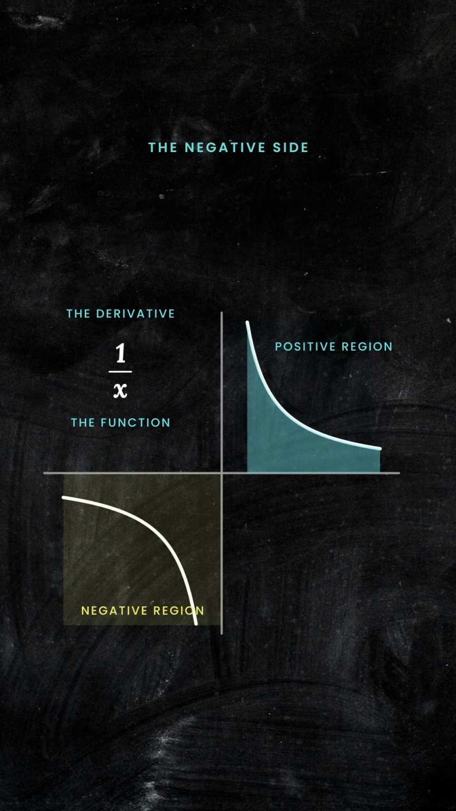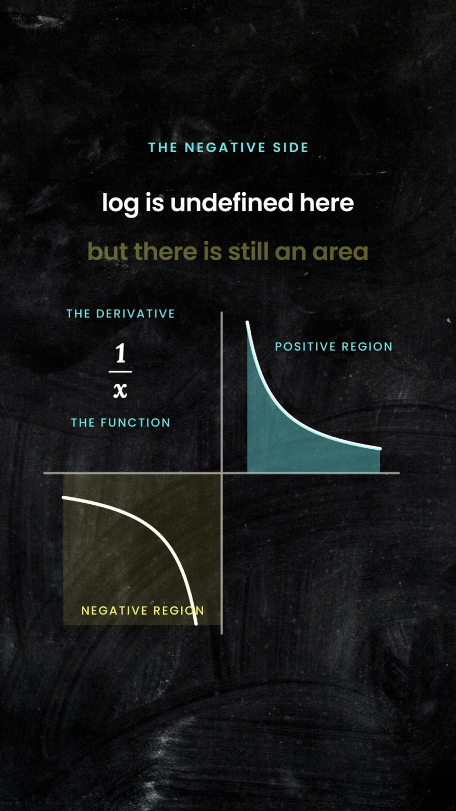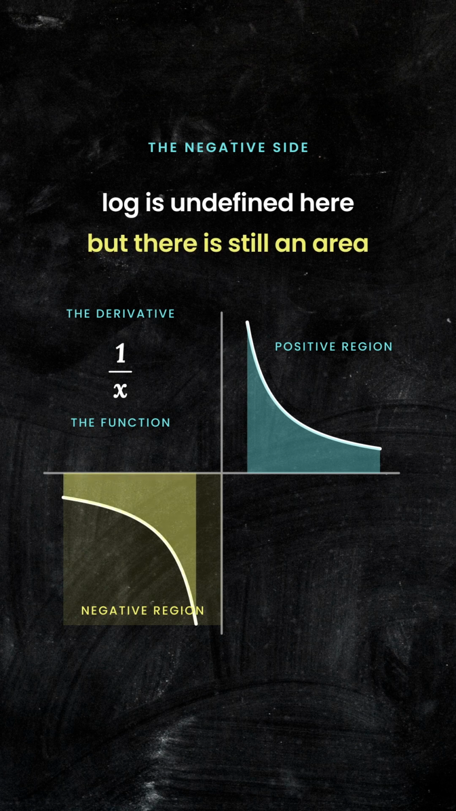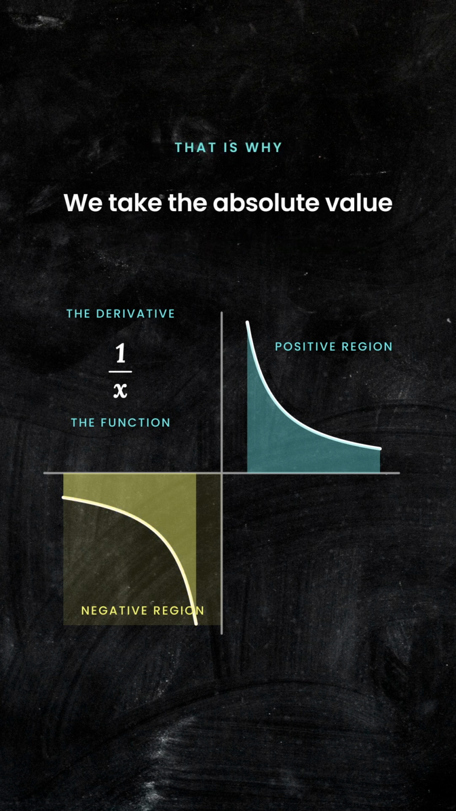We go to the negative region. We know that log is undefined in the negative region, but here we have an area between the function's curve and the x-axis. That's why we put the absolute value of x or of t. Why? To take the negative out of here. And when we take the ln of -3, it's the same as the ln of 3, because we take its absolute value.